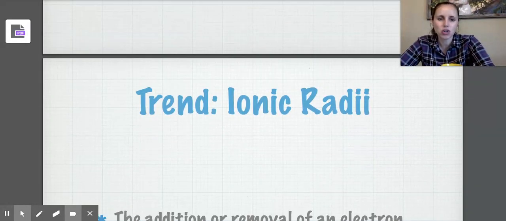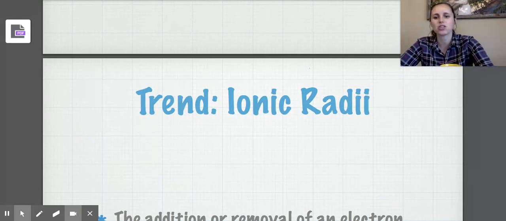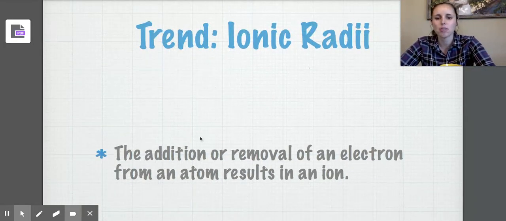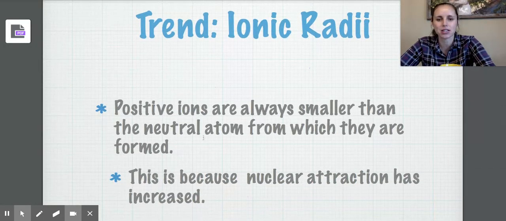Let's look at another trend, and our next trend is going to be ionic radii. So just a reminder that an ion is a charged atom. So an ion has an unequal number of positives and negatives. So I've either gained negatives or I've lost negatives. Since it could either be a positive ion or a negative ion, we're going to kind of have to look at two different trends here. So a reminder that the addition or removal of an electron from an atom is going to result in an ion. Let's take a look at positive ions first.